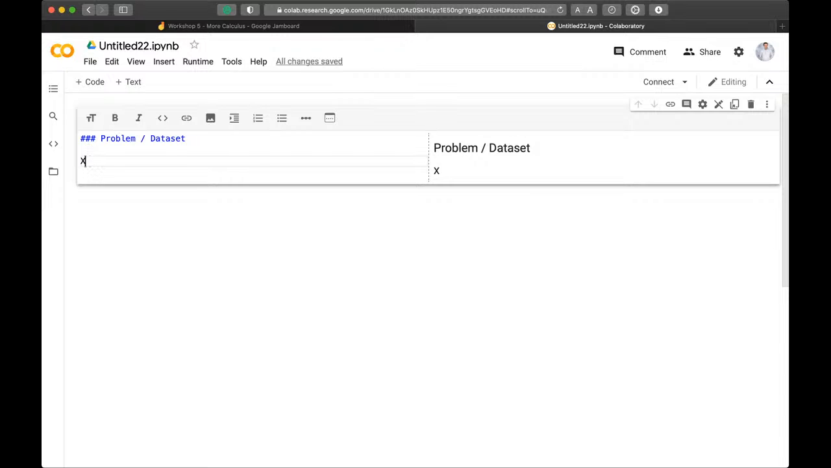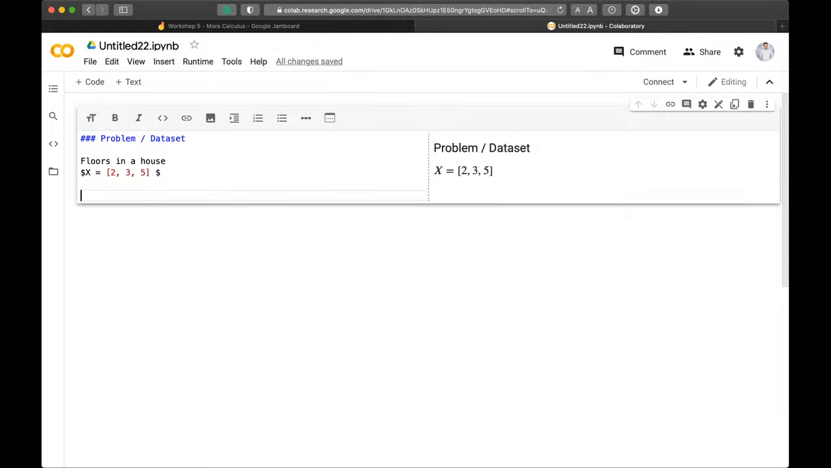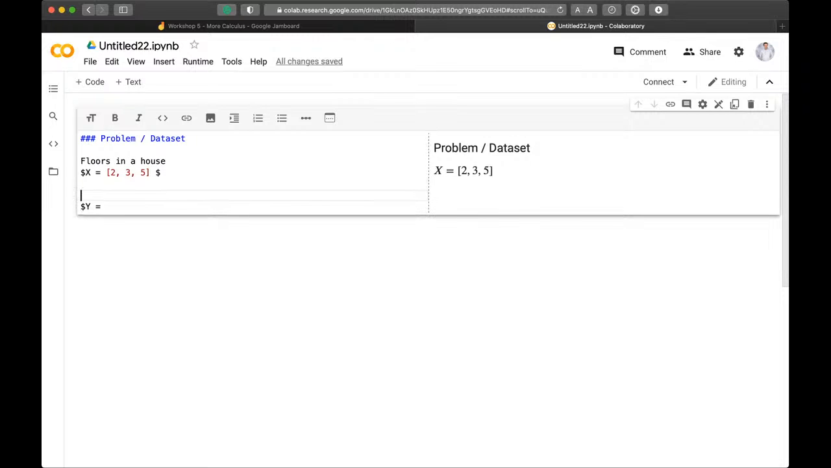And this will contain the values. So this X is going to be the number of floors in the house: 3, 4, 2, 3, 5. So yeah, let's write floors in a house, and the y is the price of the house multiplied by 100k euros. Let's say that doesn't matter.